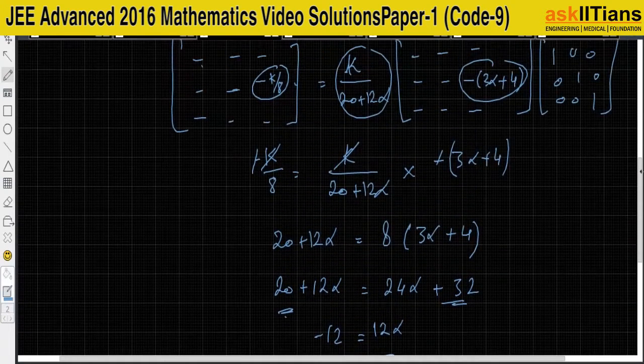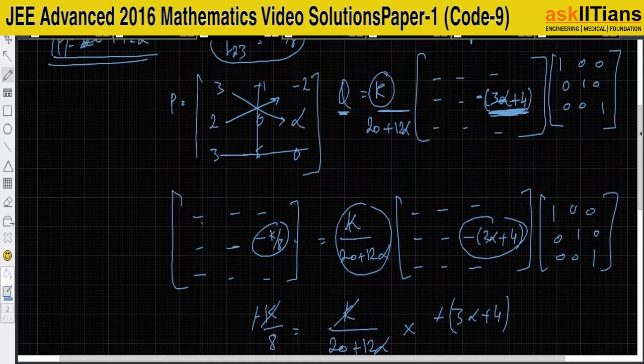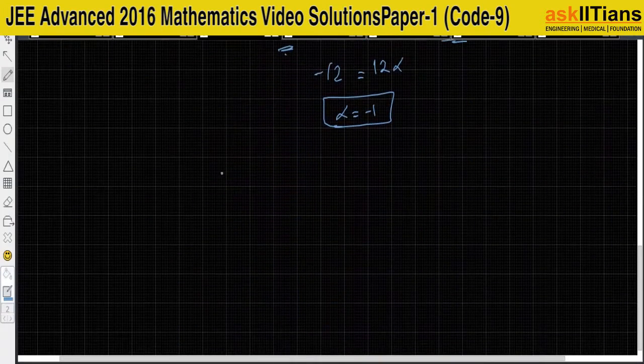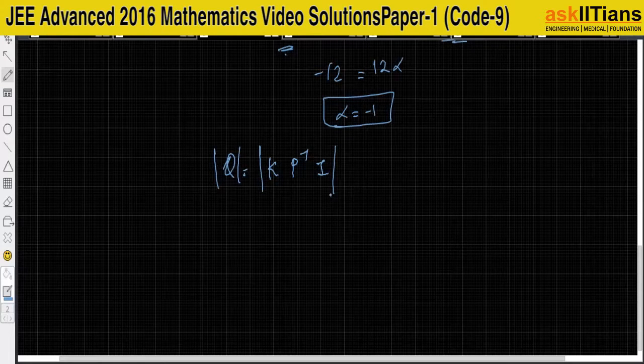If I want to find the value of K, what I can do is use the determinant. We already know that Q is K into P inverse into I. Now if I take determinant both sides, then magnitude of Q is equal to, if I take this K outside the determinant, it will come out as K cube, because K will be multiplied 3 times. From each column or each row I can take out K outside. Here it will be scalar multiplication. So K cube multiplied by determinant of P inverse multiplied by determinant of I.